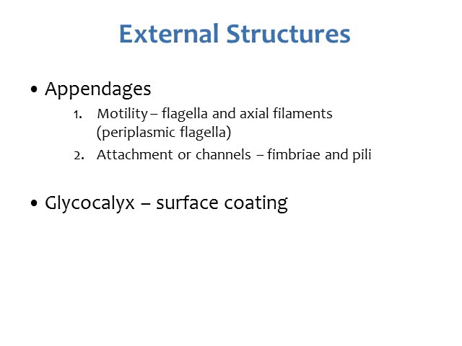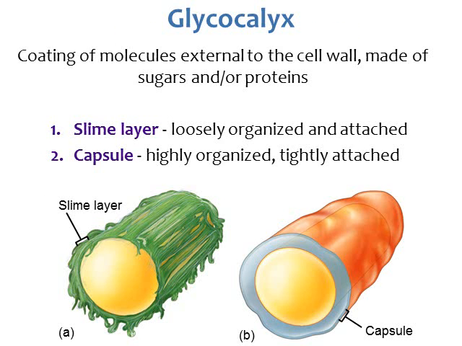So far we've looked at the different types of appendages. We looked at the flagella, the periplasmic flagella, and then we also looked at the Fimbriae and the Pili. Remember, these are different types of appendages. They're found outside of your cell membrane. The other external structure we're going to look at is called the glycocalyx.